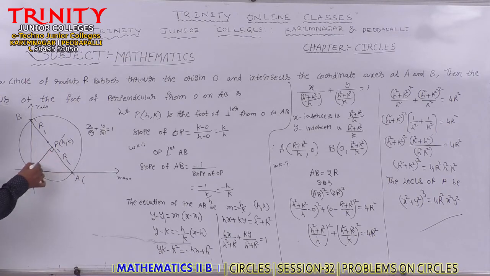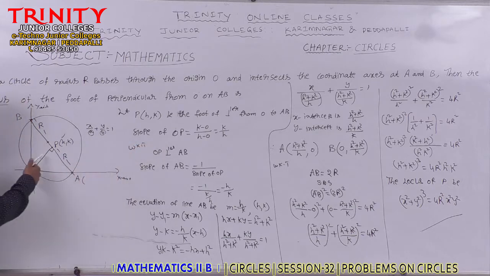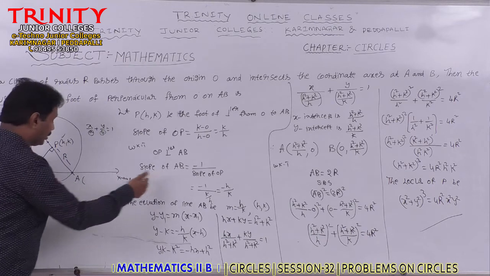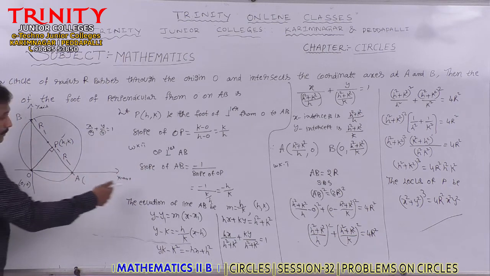We know that foot of the perpendicular means the line OP is perpendicular to AB. First we find the slope of OP. We know that for two perpendicular lines, the product of the slopes is equal to -1. Therefore, the slope of AB is -1 divided by the slope of OP.